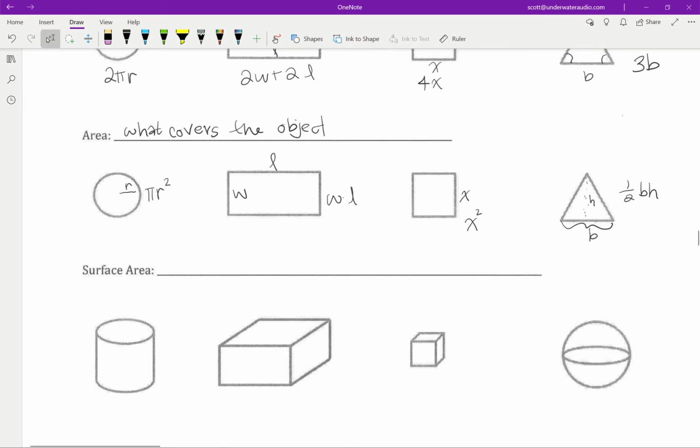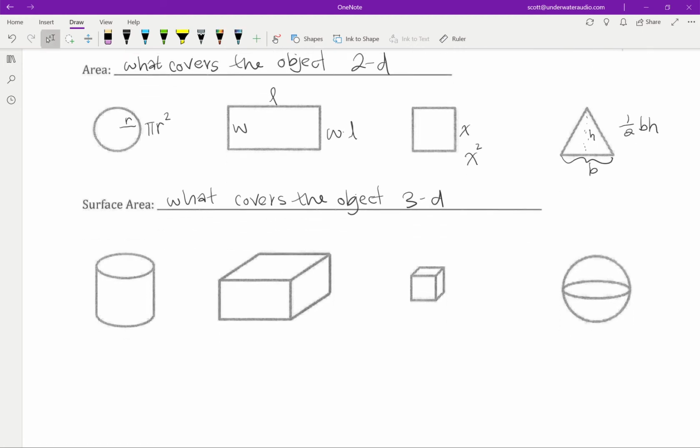So surface area is the same thing. It's what covers the object, but one is 2-dimensional and one's 3-dimensional. So this is a 3D kind of thing, and area is a 2D type thing. For surface area, to figure out what's going to cover this whole object, one part of it is a circle. I need a circle for the top and a circle for the bottom. The area of a circle is pi r squared, and this radius is r, so I have two of them, one on the top and one on the bottom.